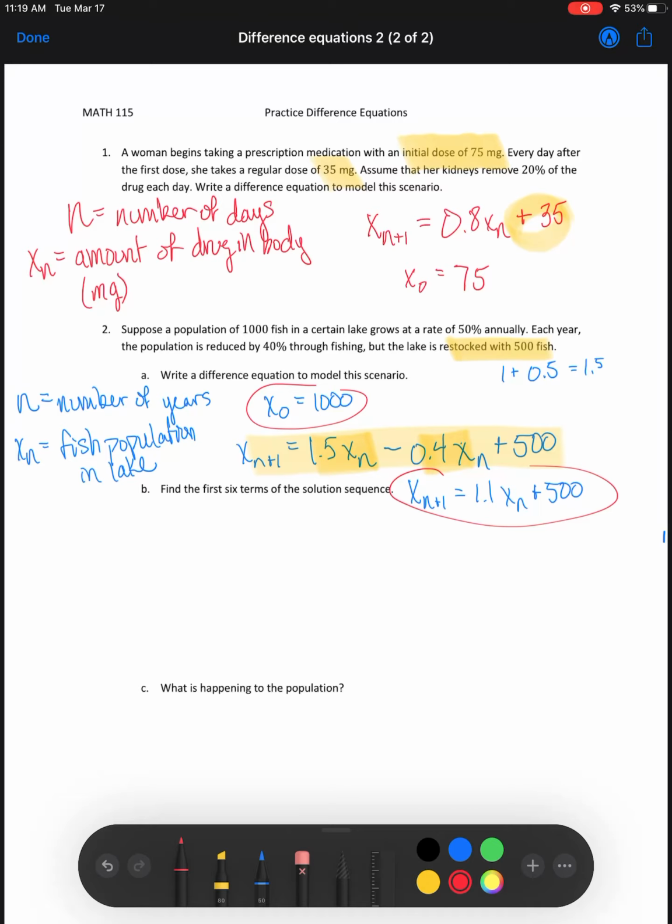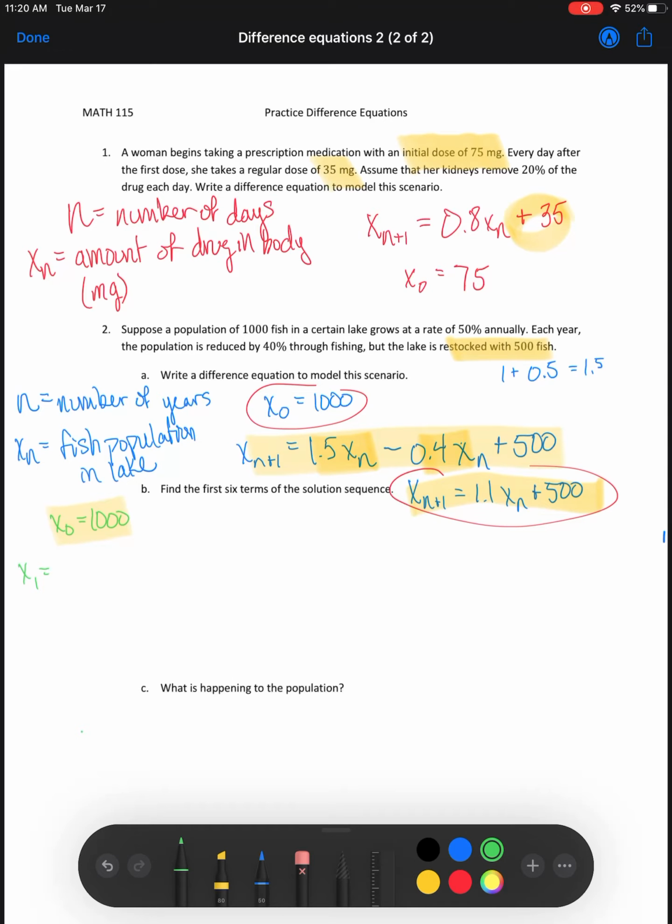Whew. All right, so once we have our difference equation, we can look at parts B and C. B says to find the first 6 terms of the solution sequence, which is really just the sequence that corresponds to this difference equation. So of course we can start with x_0 is 1000. That was given to us already. Now when we want to calculate x_1, remember that we're going to use this difference equation right here. So x_{n+1} says we do 1.1 times x_n, which is really just the number that comes before it, and then plus 500.